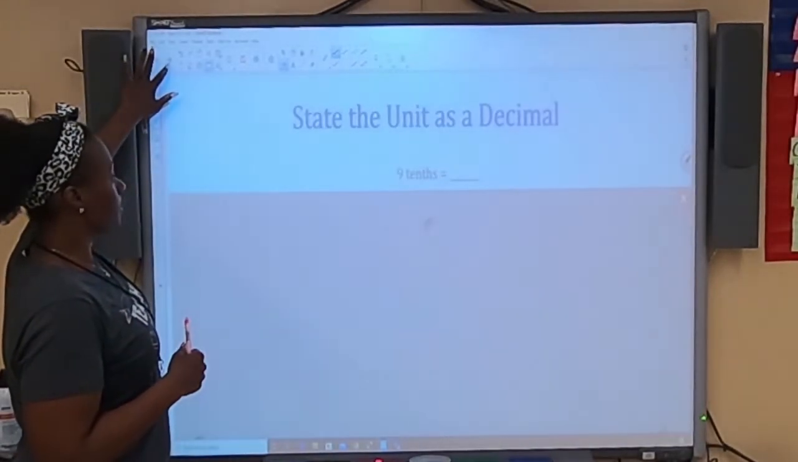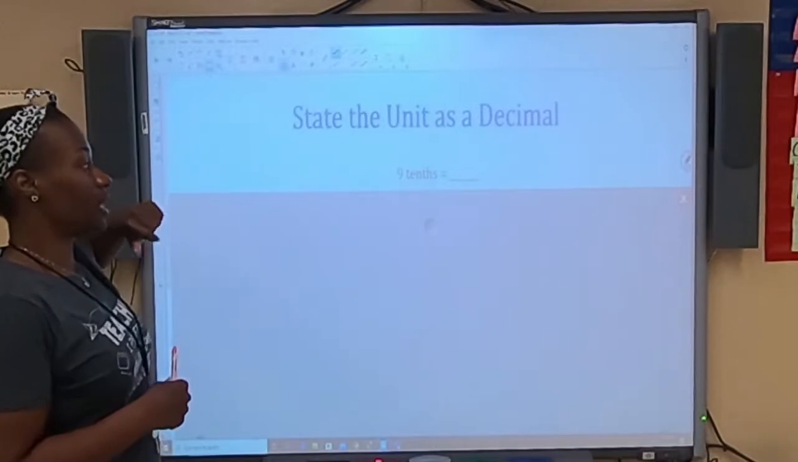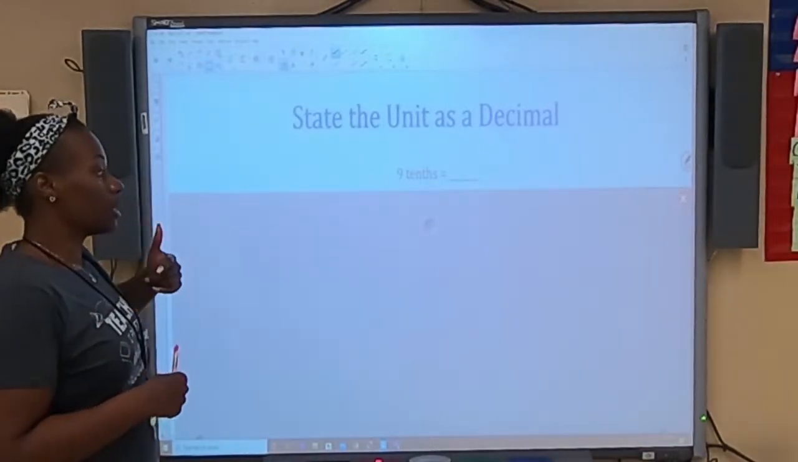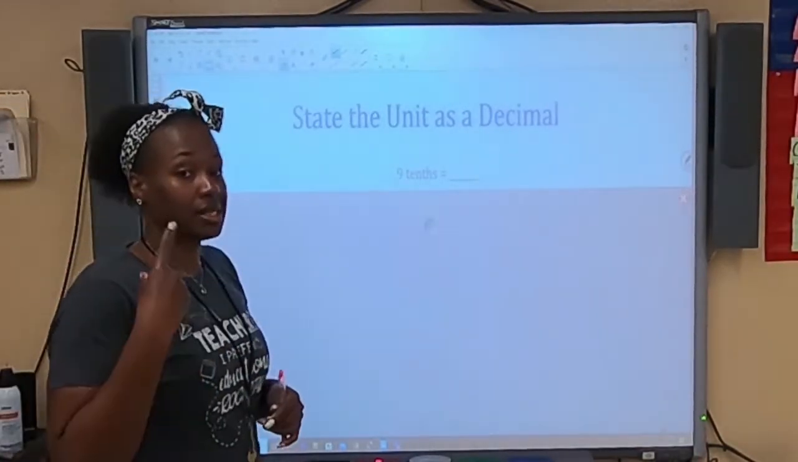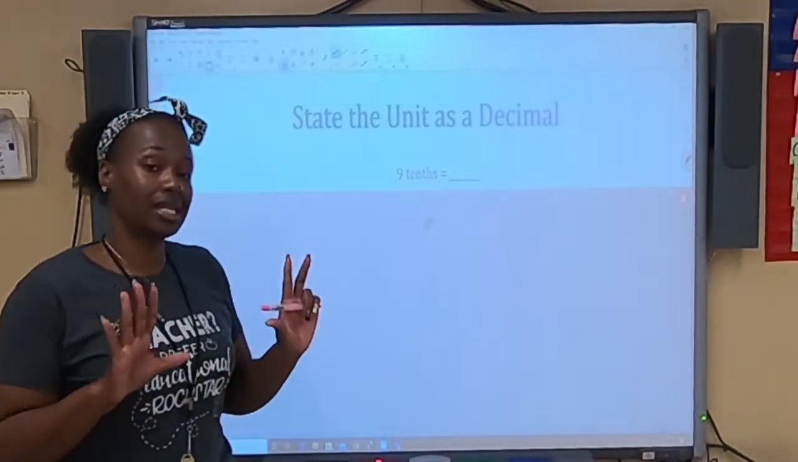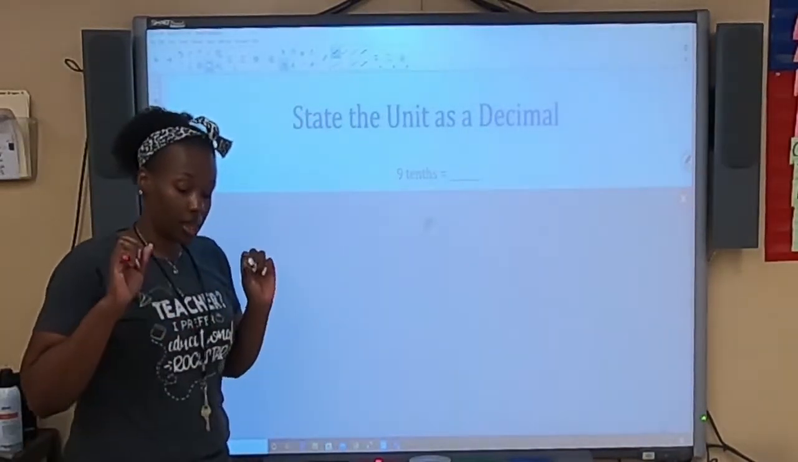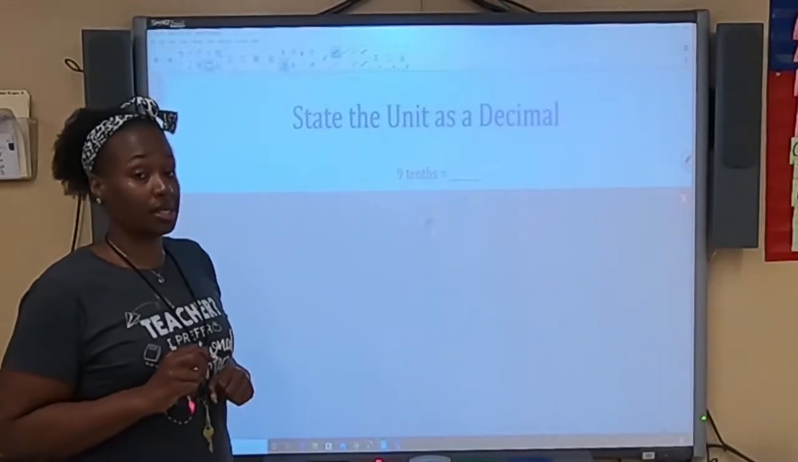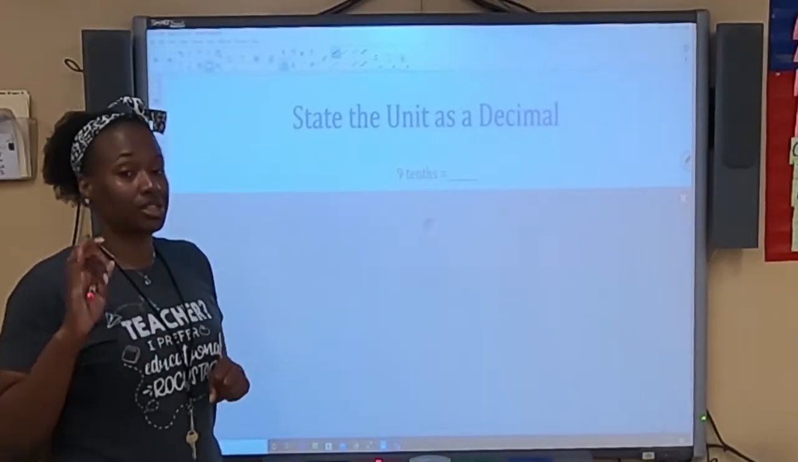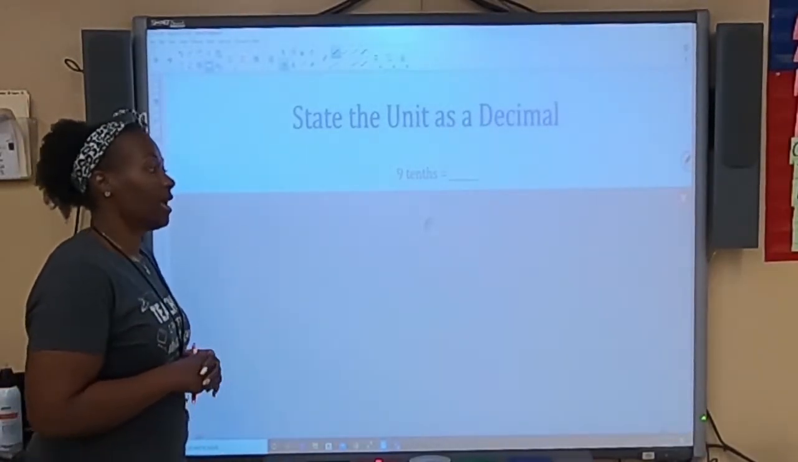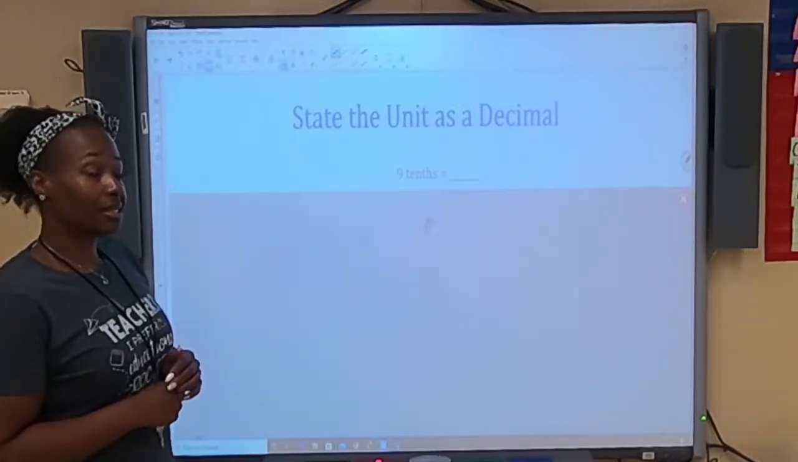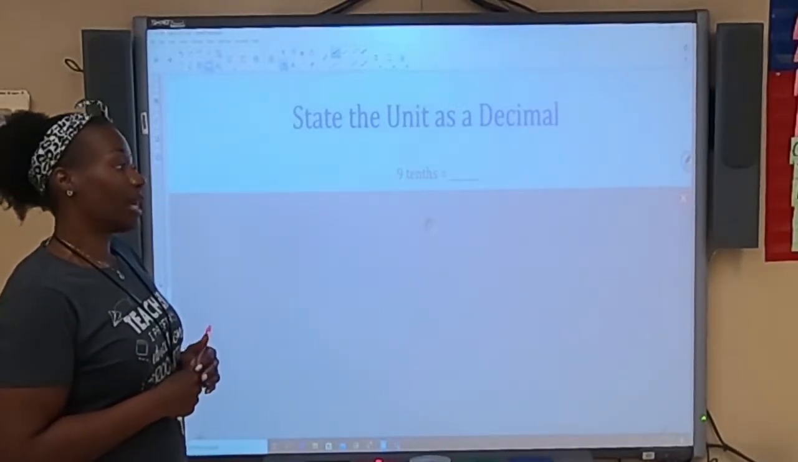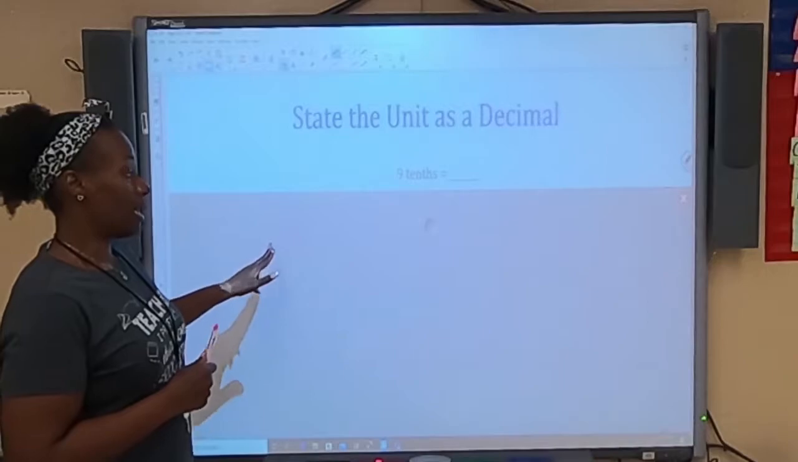Okay, our first fluency that we're going to do, we're going to state the unit as a decimal. As we learned, the decimal place values are tenths, hundredths, thousandths. We know that the tenths place is first after the decimal, the hundredths place is second after the decimal, the thousandths place is third after the decimal. So if we have the unit form 9/10, we know that we would write it as 0.9.